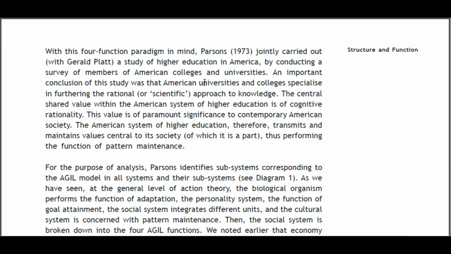With this four functional paradigm in mind, Parsons in 1973 jointly carried out with Gerald Platt a study of higher education in America by conducting a survey of members of American colleges and universities. An important conclusion of this study was that American universities and colleges specialize in the rational or scientific approach to knowledge. The central theme within the American system of higher education is of cognitive rationality. This value is of paramount significance to contemporary American society. The American system of higher education therefore transmits and maintains values central to its society, of which it is a part, thus performing the function of pattern maintenance.